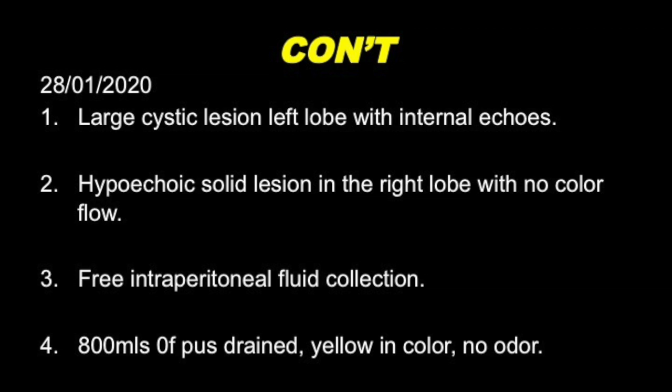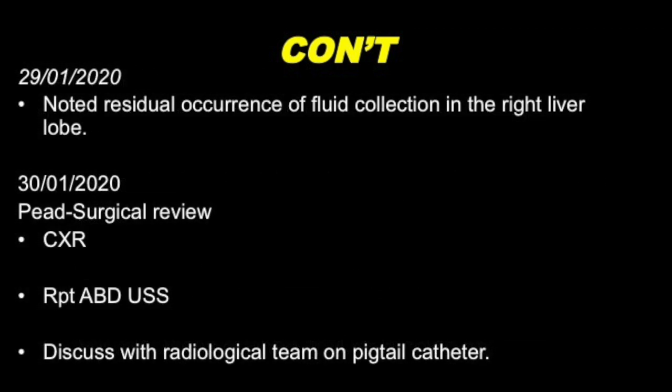So about this, we have our radiological team here. They're going to explain more about it. And then we had hyperechoic solid lesions on the right lobe, and there was no color flow towards them. And of course, our child had ascites. So on the 28th, that was the very first time that the pus was drained, which was 800 mils. And if you remember, in the cultures, nothing grew in the pus, and they did not see any organisms in the pus. So now, that was on the 28th.